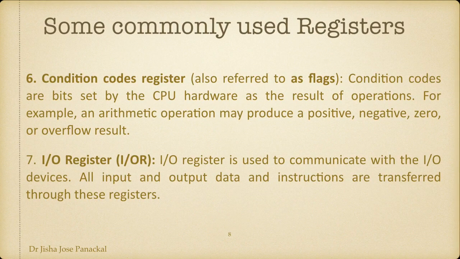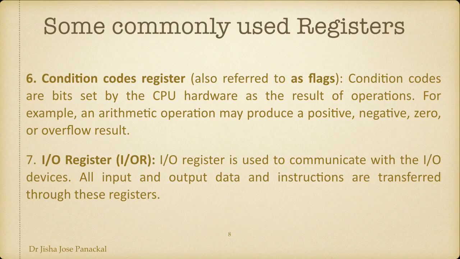Next one is the condition codes register, which are also called flags. These are bits set by the CPU hardware as a result of operations. For example, an arithmetic operation may produce a positive, negative, zero or overflow result, etc. To represent that, we are using flags.